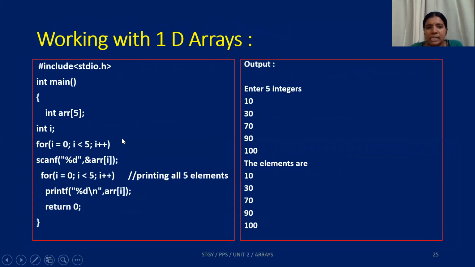Here is a simple example. I have an array of 5 elements. I'm reading it and I'm printing it. I was asked to enter 5 integers. I entered 10, 30, 70, 90, and 100. And this is how you get the output.